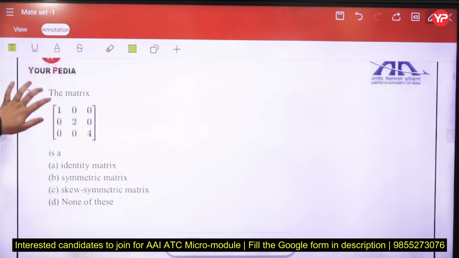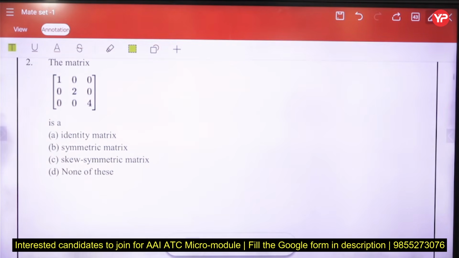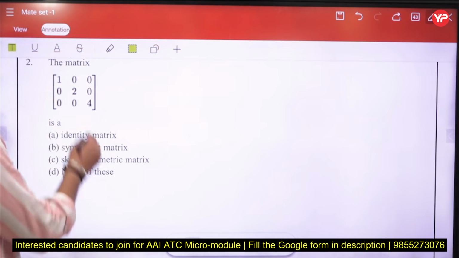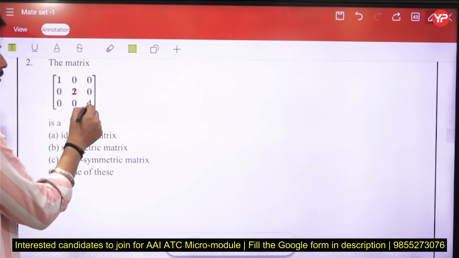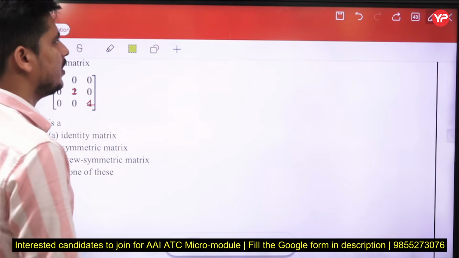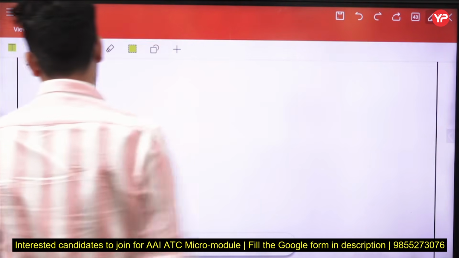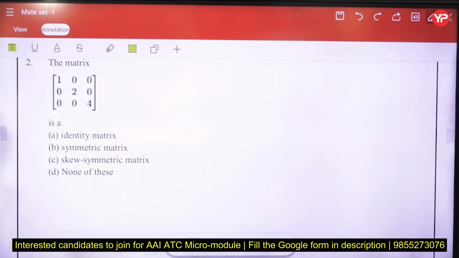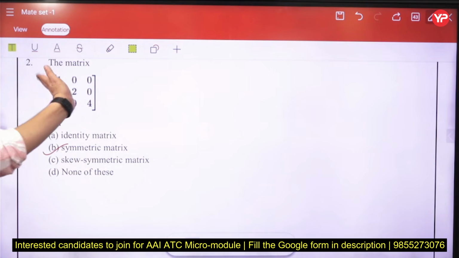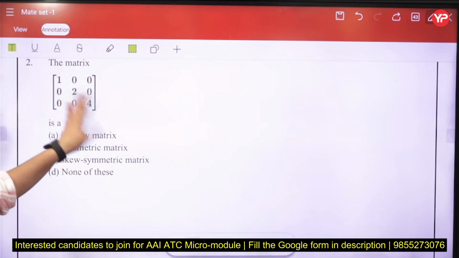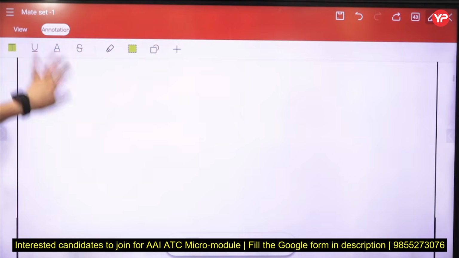Next question. This is the matrix he is asking about. Is this the identity matrix? No, it is not the identity matrix. Inside the identity matrix these elements should be 1, but these elements are not 1. So this is not an identity matrix. Next is symmetric matrix. Yes, it is a symmetric matrix. Skew symmetric matrix? No. So what will be the answer? This will be a symmetric matrix because the upper triangular and lower triangular parts are similar, right? So this is a symmetric matrix.